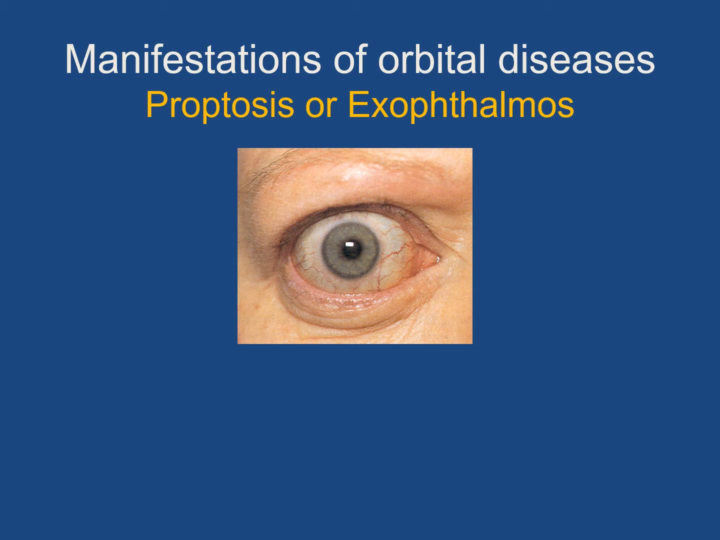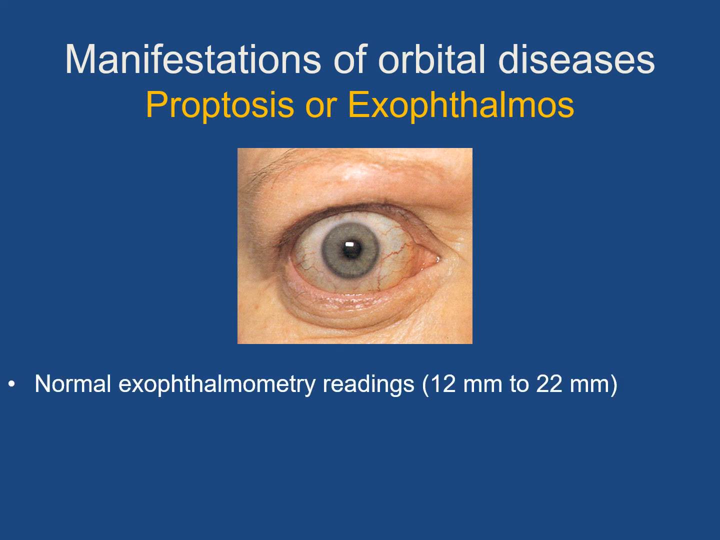Proptosis or exophthalmos is forward protrusion of the globe within the orbit. Proptosis is the most common clinical presentation in orbital disorder. The tip of the cornea lies normally 12 mm to 22 mm anterior to the lateral orbital margin. This is called exophthalmometric readings. This is a wide normal range.